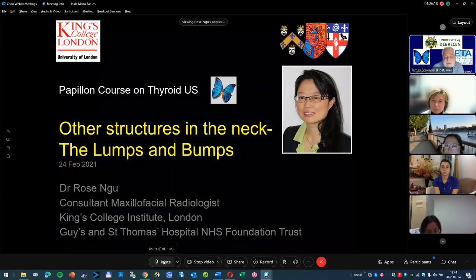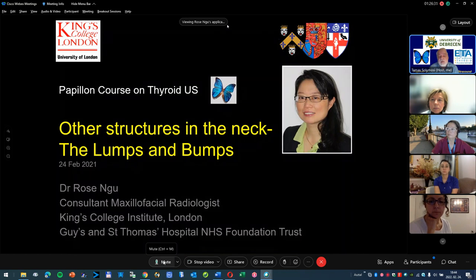Rose Gu is a consultant maxillofacial radiologist working at Guy's and St. Thomas NHS Foundation Trust, the London Bridge Hospital and the Portland Hospital, London. She is a member of the Guy's and St. Thomas and the London Bridge Hospital multidisciplinary head, neck and thyroid oncology teams, which provide cancer service for South East London and the tertiary service for complex head and neck oncology and thyroid management.